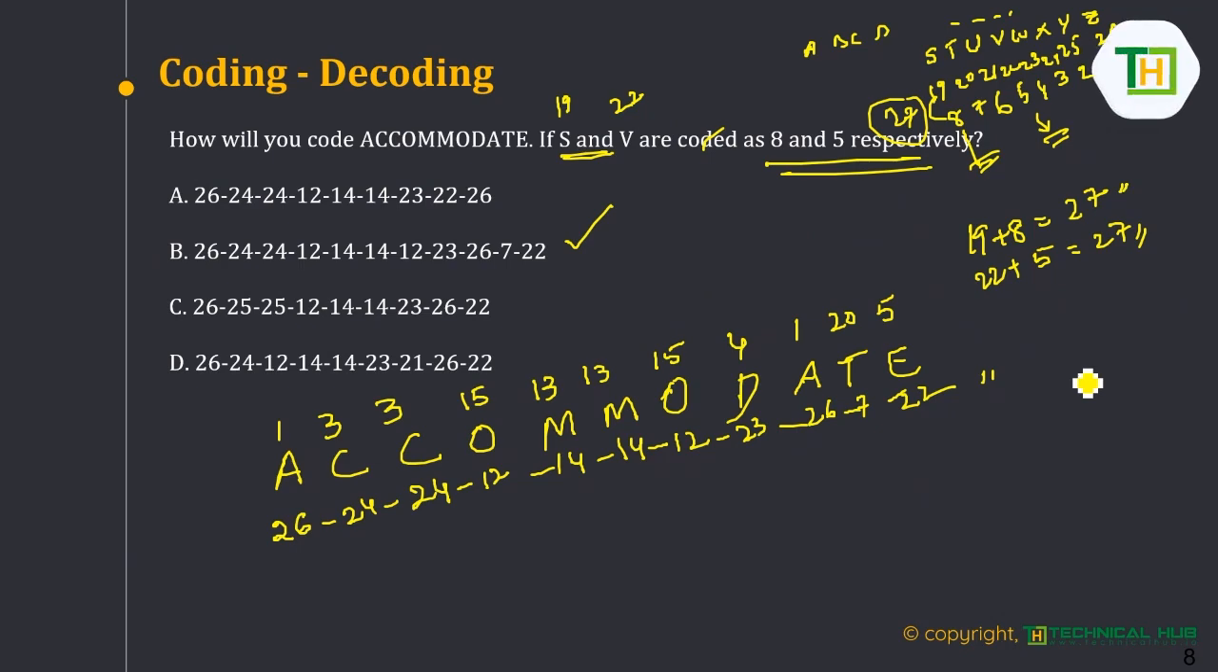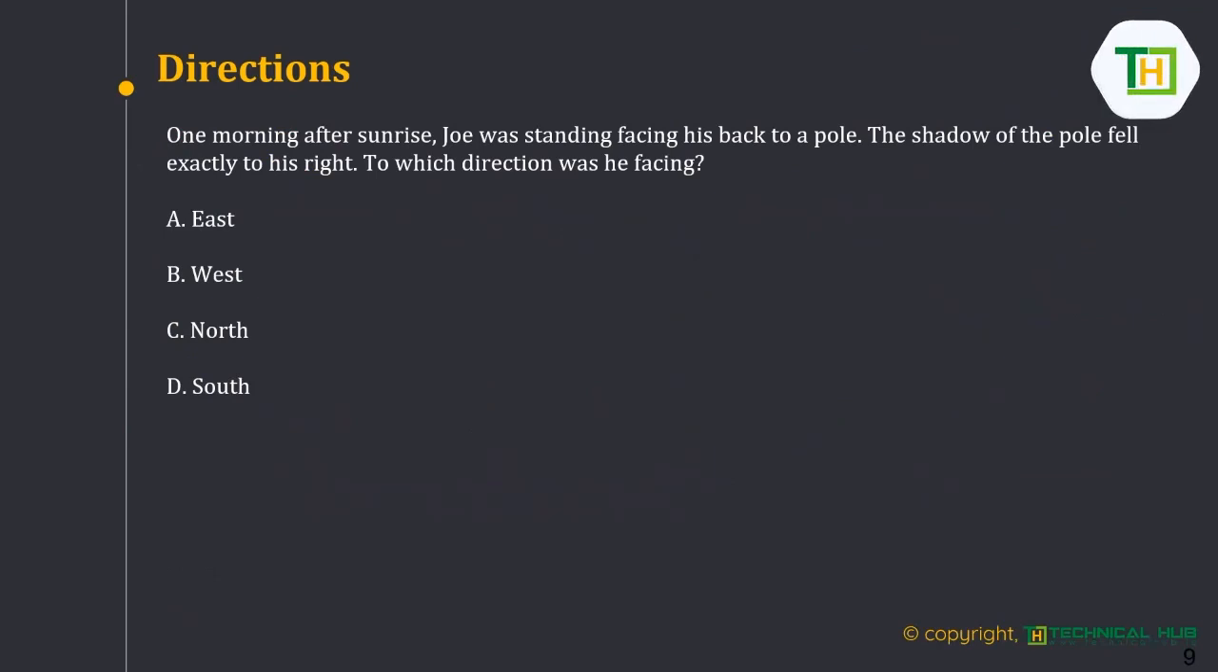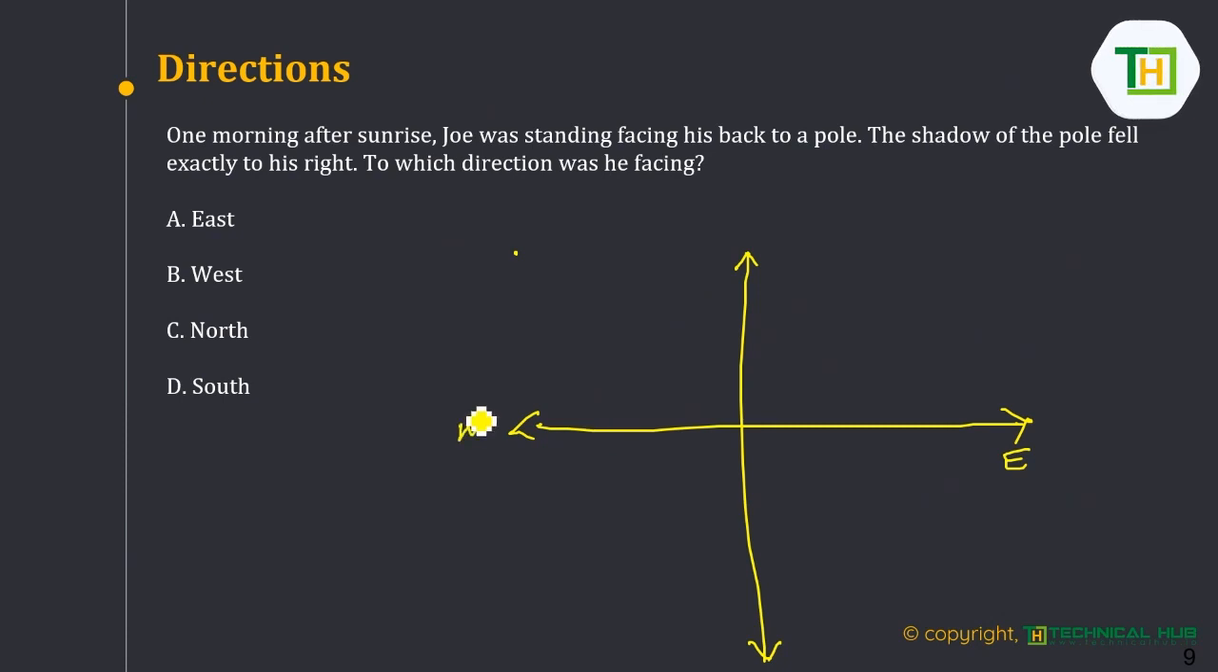Move on to the next one. One morning after sunrise. One morning means the sun rises in the east. So this is east, west, north, and south. In the morning the sun rises in this position. Very, very important. This is the shadow concept.